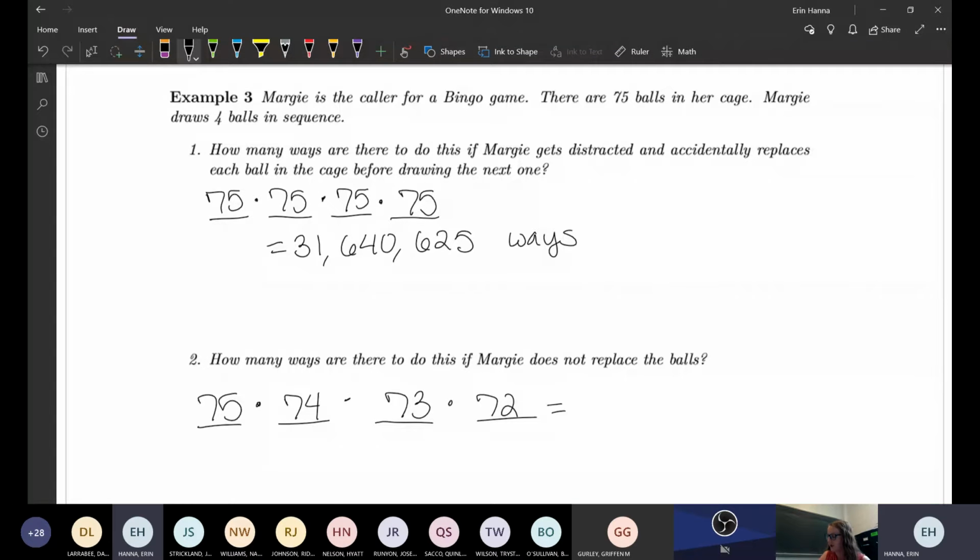Now, if we think about this in terms of factorials, this could turn into 75 factorial. And then essentially we don't have 71 and backwards, so this would have to be divided by 71 factorial. So you can also think about this as essentially the arrangement of 75 objects into 4 spaces, which is essentially what that P of 75, 4 is saying. You're taking 75 things and you're taking 4 of them and arranging them.